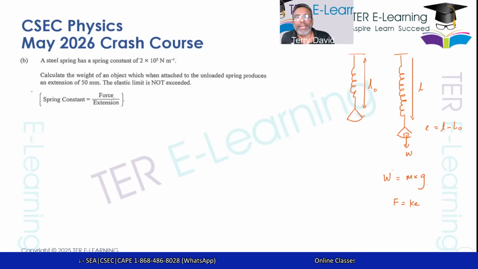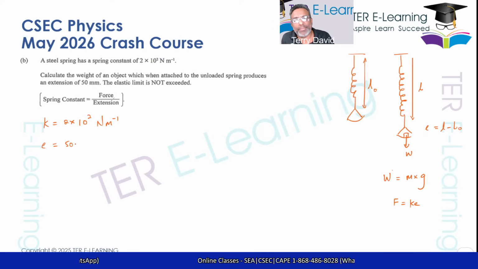In this question, they gave you the spring constant, so that means they gave us K. K is 2 by 10 squared Newton per meter. They said calculate the weight of an object attached to the unloaded spring, if it produces an extension of 50 millimeters. So E is 50 mm, and we want to calculate the weight here. So first of all, we're going to use F is equal to K by E.